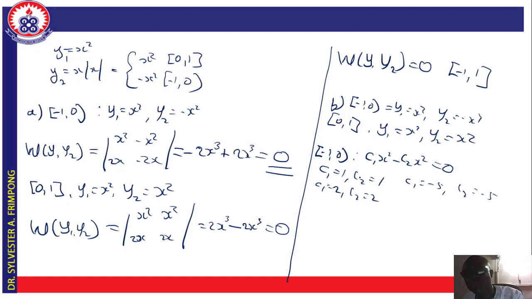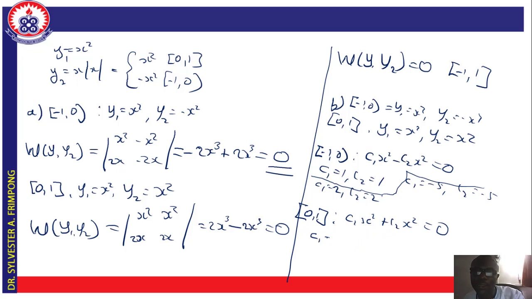Let's see whether we can have the same values using these intervals. So let's look at the second one, 0 to 1. In this case, you're going to have C1 x squared plus C2 x squared equal to 0. Here, we can see that when C1 is 1 and C2 is -1, you get 0. We can have other values too: when C1 is 2, C2 is just -2. You are still going to get 0.